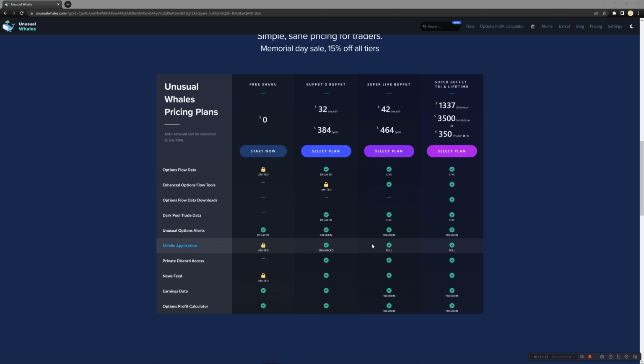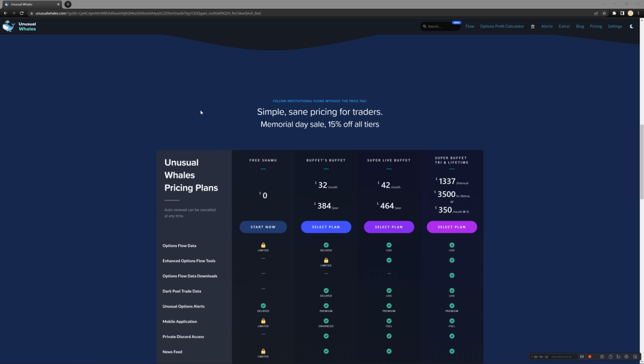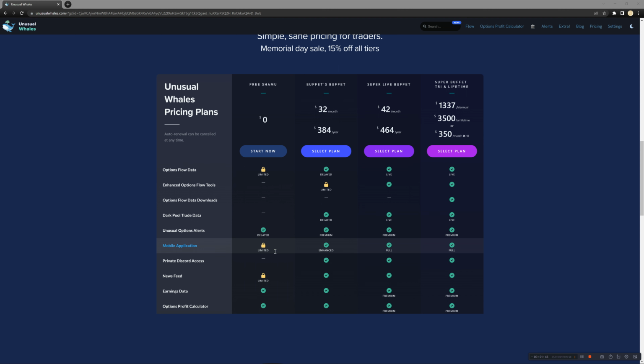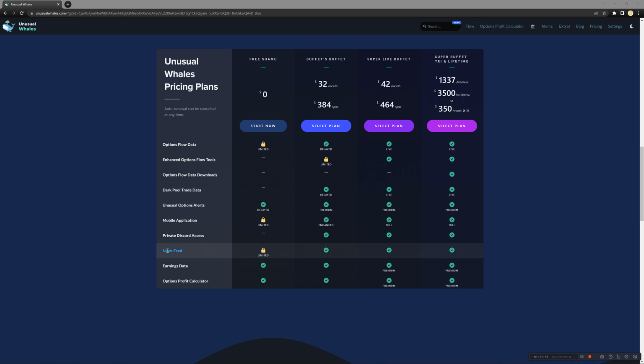So this is the Unusual Whales page. As you can see, there's the pricings. They give you option flow, enhanced option flow tools, data download. That's not really needed, honestly. Dark pool, Unusual Whale option alert, the mobile applications. It's a very good one. Discord access, newsfeed, earnings data, option profit calculator. The newsfeed's a pretty good one. I like using this one for my news plays as well. Unusual Whales always has a lot of stuff going on it.